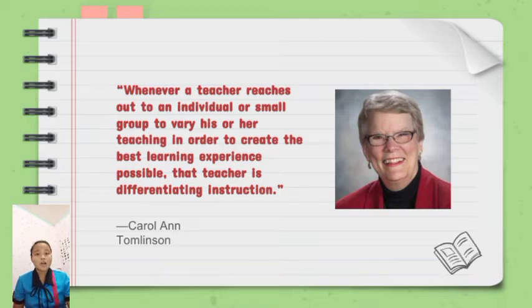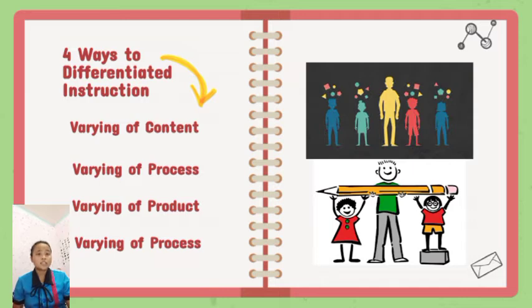and teaching accordingly. According to Tomlinson, teachers can differentiate instruction in four ways. First is content, second is process, third is product, and fourth is learning environment. So let's talk about the four ways of differentiating instruction one at a time. The first one is varying the content.